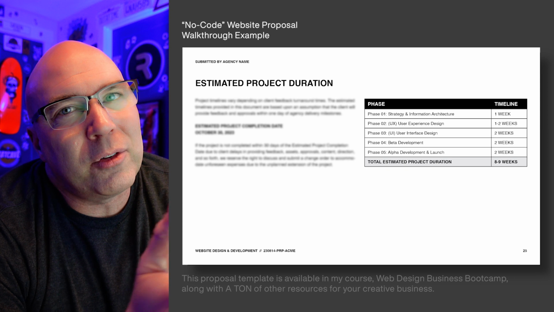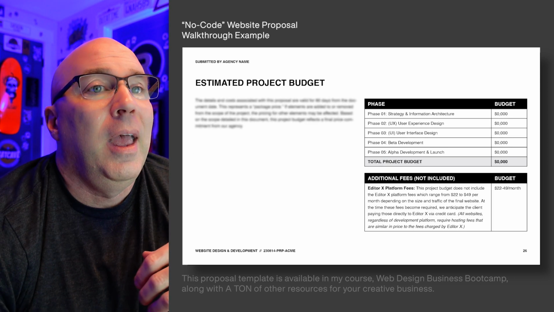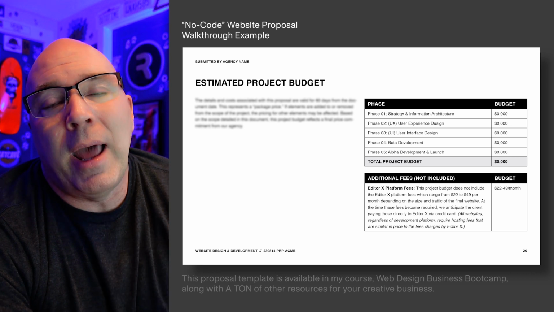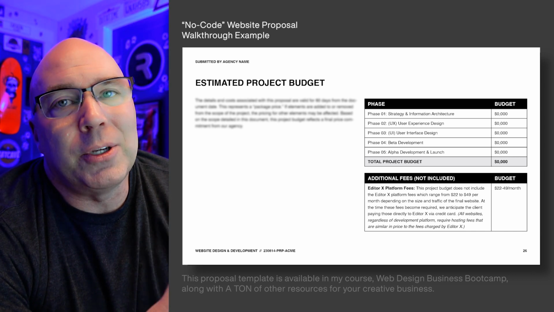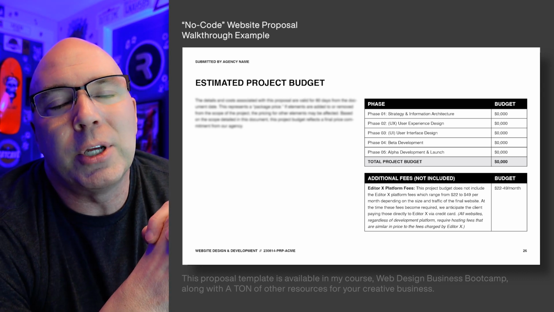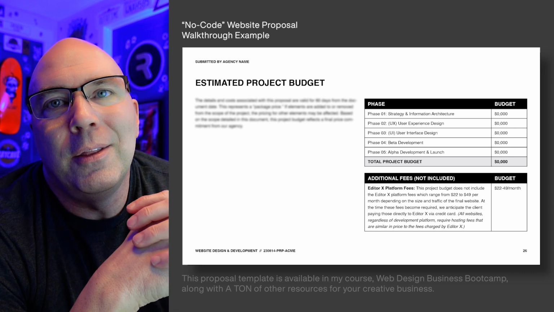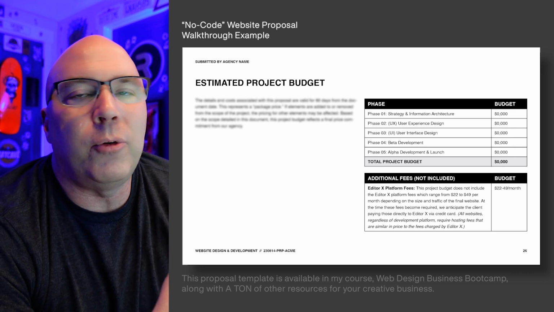of a total estimated project duration time of about 8 to 9 weeks for this project. And the budget we've broken out based on the phases as well, where you can see here a budget for phase 1, 2, 3, 4, and 5, and then a total initial budget that you'll invest into creating this new website.